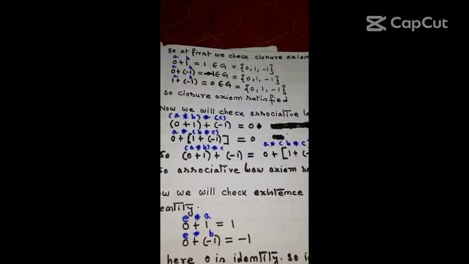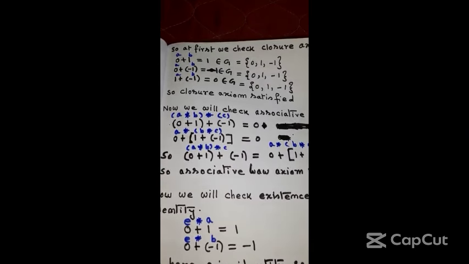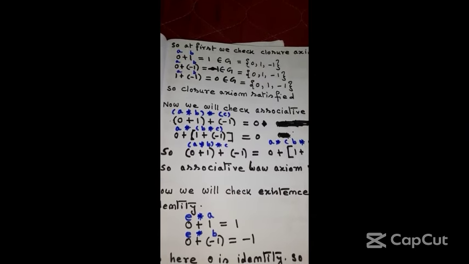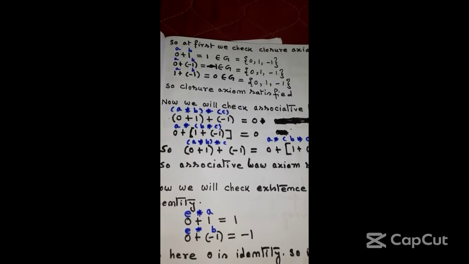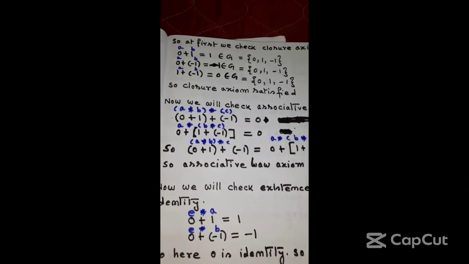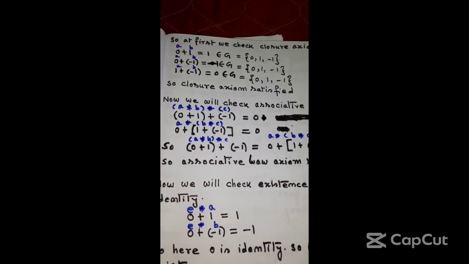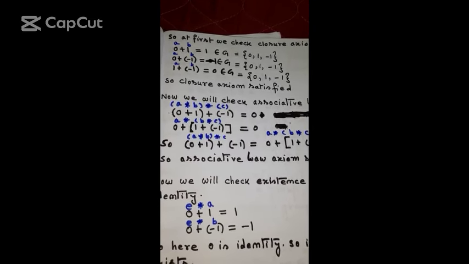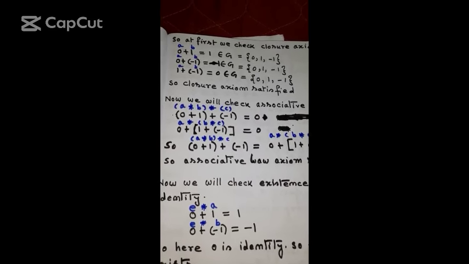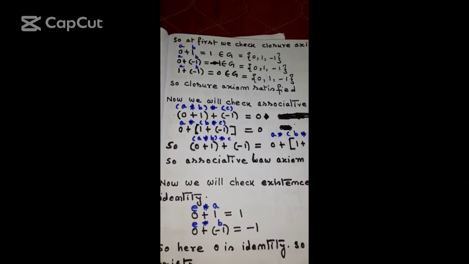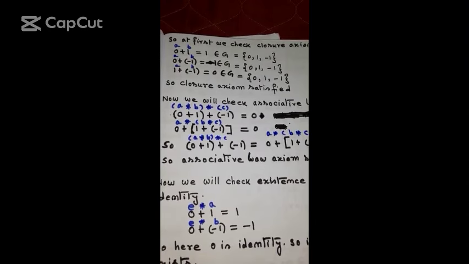Let 0 be A and 1 be B. If we add 0 and 1, we will get 1, and the members of the set are 0, 1 and minus 1, so the result belongs to set G. Next we add 0 and minus 1, and we get minus 1, which also belongs to set G. Now if we add 1 and minus 1, we get 0, which also belongs to set G, right?